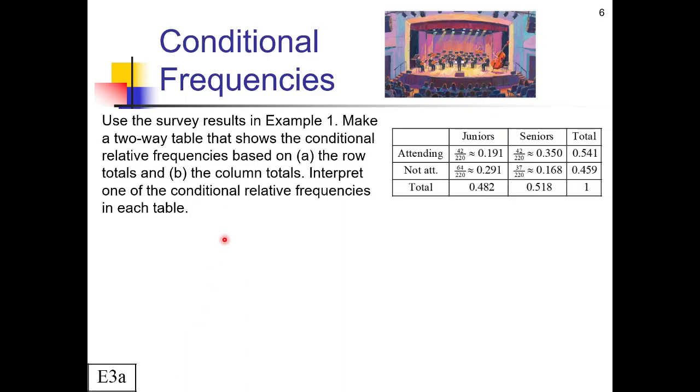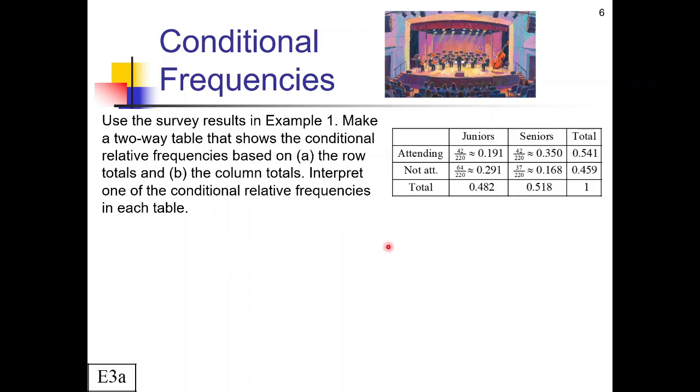For the last type of task we're going to do here, again, we're going to use those example 1 survey results, and this table I've cut and pasted here. This is the relative joint and marginal frequency table that we built back in example 2. So what they want us to do with this at our disposal is make a two-way table showing the conditional relative frequencies. And they want us to do this based first on the row totals, and then again based on the column totals, and then interpret one of the conditional relative frequencies in each table.